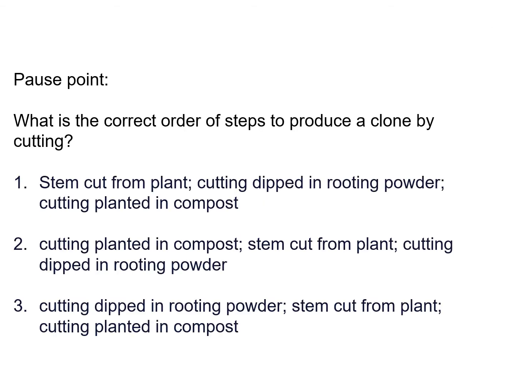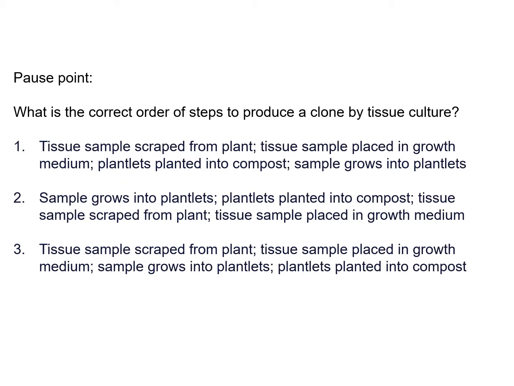You can now pause the slide and find the correct statement here. You should have realised that the correct order for cuttings is stem cut from the plant, cutting dipped in rooting powder, then it's planted in compost. Now see if you can select the correct statement to produce a clone by tissue culture. You can pause the video now.